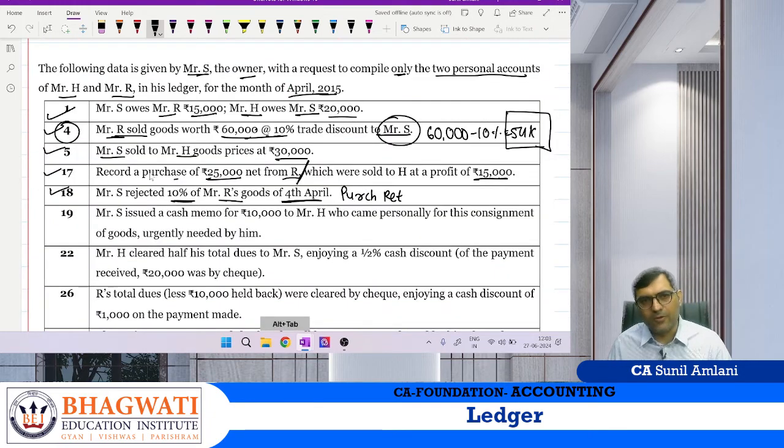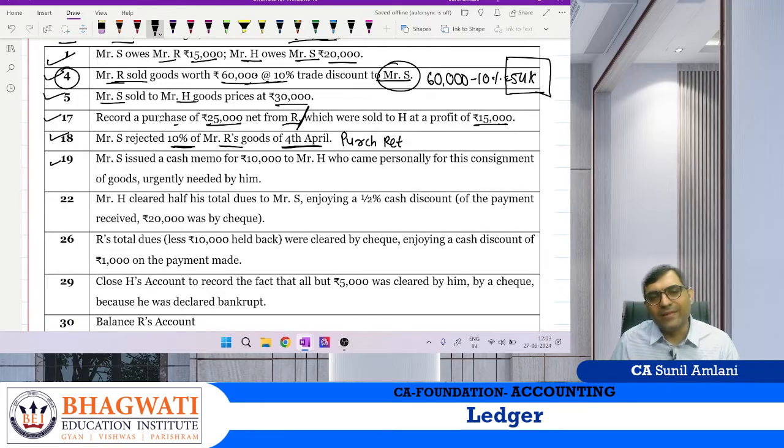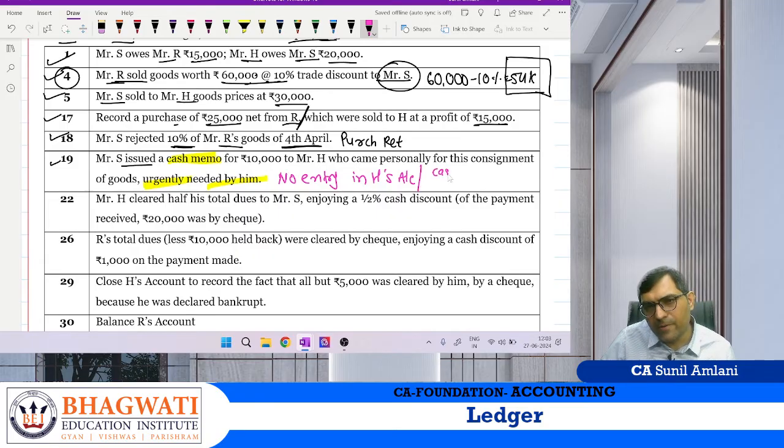Okay. Now, 19th, Mr. S issued a cash memo. Now here you have to focus on this cash memo of 10,000 to H, who came personally for this consignment of goods urgently needed by him. What we will do? No entry in H's account, because here the entry will be what? Cash to sales.